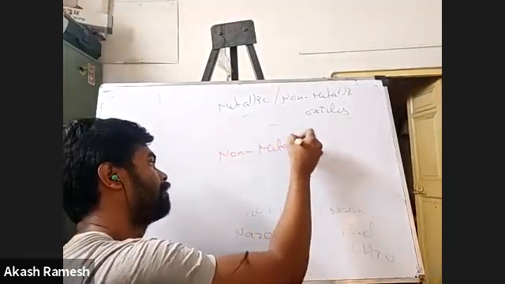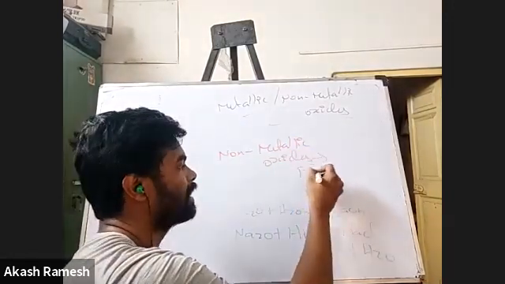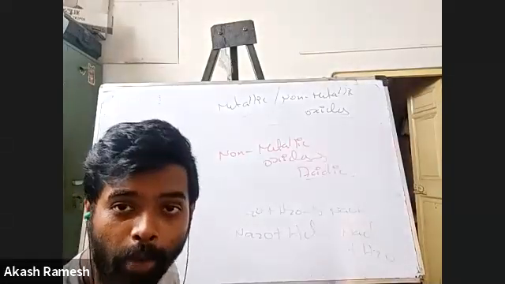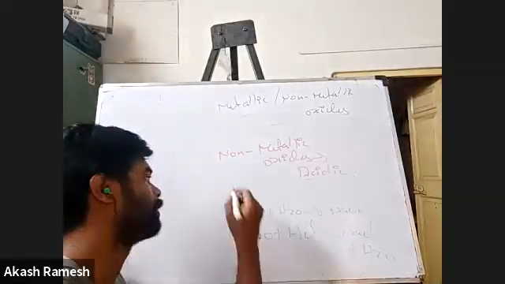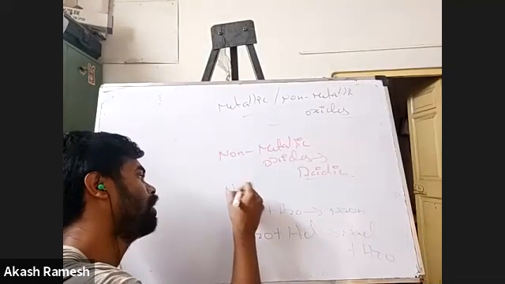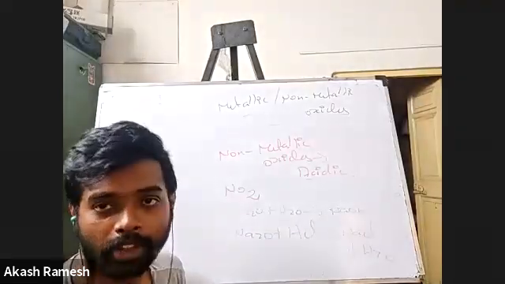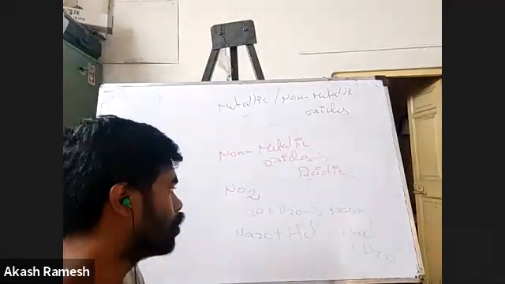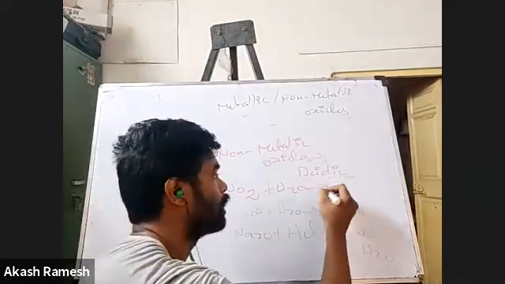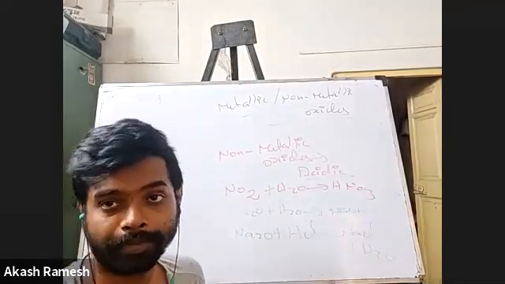So non-metallic oxides will generally be acidic in nature. Now how do I prove it? The same thing. For example, if you have a non-metallic oxide, say NO2, nitrous oxide, and I react it with water, what is it going to form? It is going to form nitric acid, HNO3.